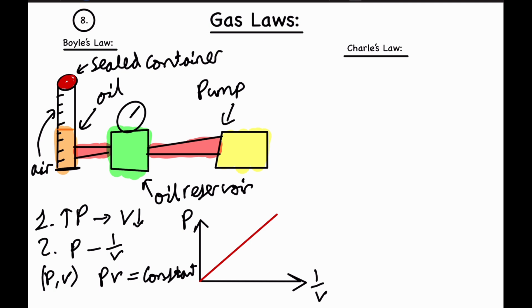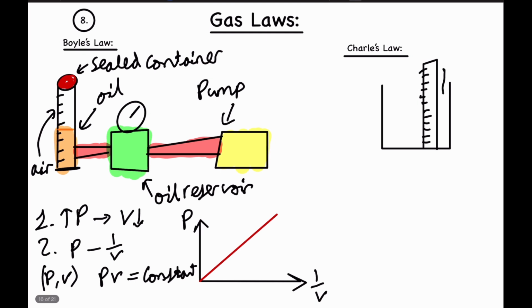Now let's do Charles' law. So let's draw the apparatus. You would have a beaker like this, and you would have a ruler, and near that ruler you would have a capillary tube with some sulfuric acid, and you will also have a thermometer here as well, and this will be filled up with warm water.